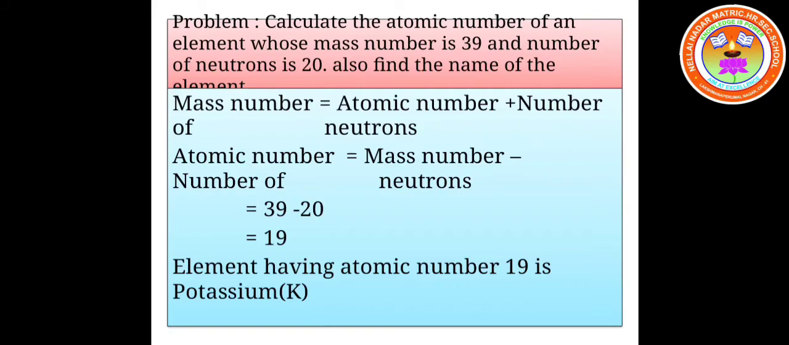Therefore children, atomic number is equal to mass number minus the number of neutrons. Mass number is given as 39 and the number of neutrons is given as 20. So when we subtract 20 from 39 we get 19. So 19 is the atomic number of that element. So the name of the element that corresponds to the atomic number 19 is potassium, having the symbol capital K, potassium. Okay children, so practice this problem.